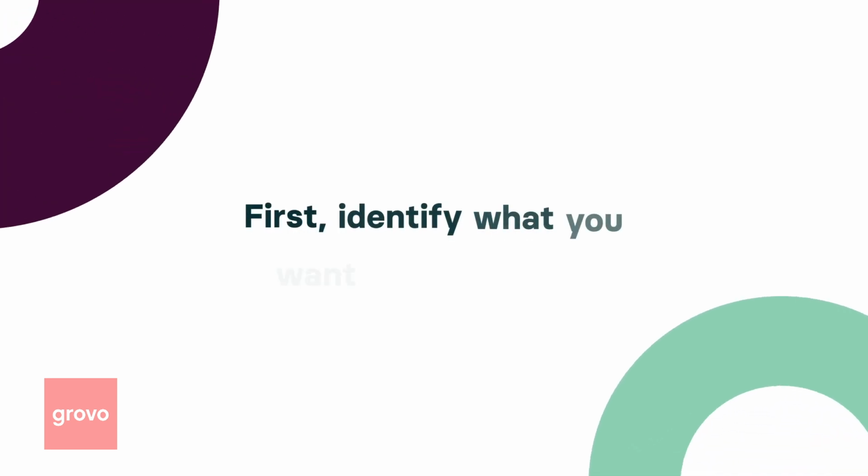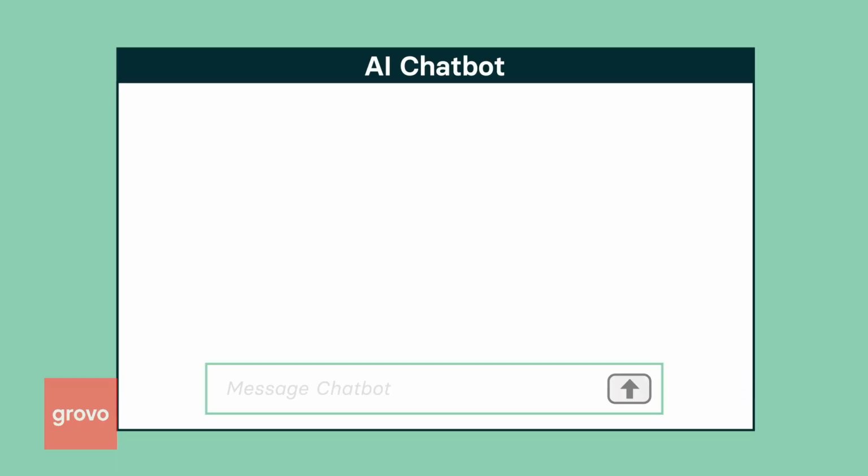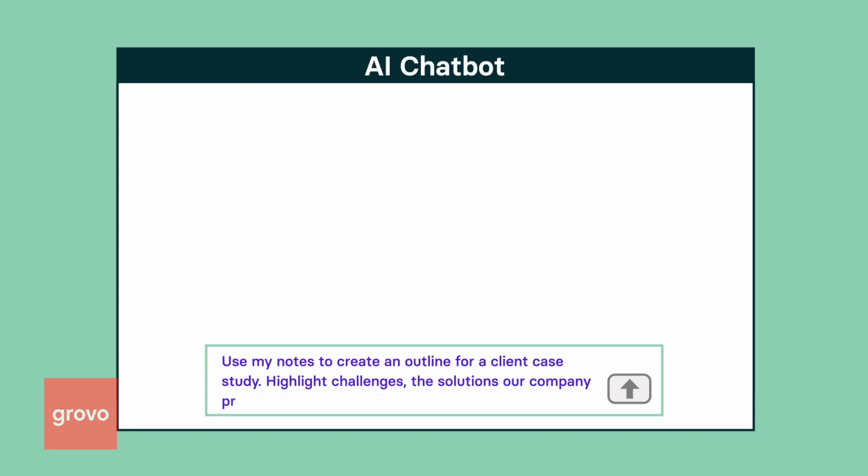First, identify what you want in the outline. You can write something like, "Use my notes to create an outline for a client case study. Highlight challenges, solutions our company provided, and the results of those solutions." But don't send your message yet.